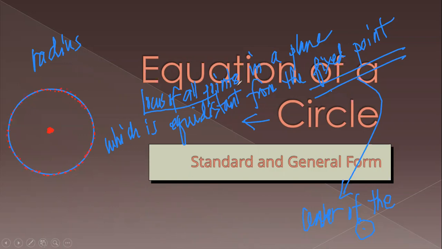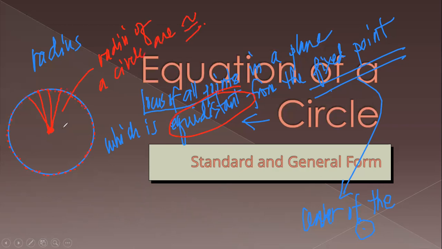Sabi dito, it is equidistant from the fixed point. This locus of points, pare-parehas yan ng measure. Bakit? Kasi ang sabi natin from the theorem that the radii of a circle are congruent. Lahat ng radius, radii is the plural form of the radius. All radii in our circle, lahat yan pare-parehas ng measure. Kasi kapag hindi yan nagkapare-parehas ng measure, this is not a circle. More probably that would become oblong.